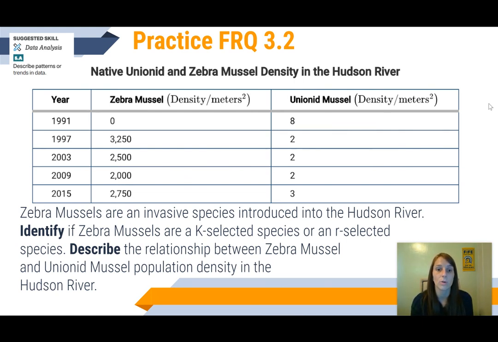And those were your notes on 3.2 on K-selected species and R-selected species.